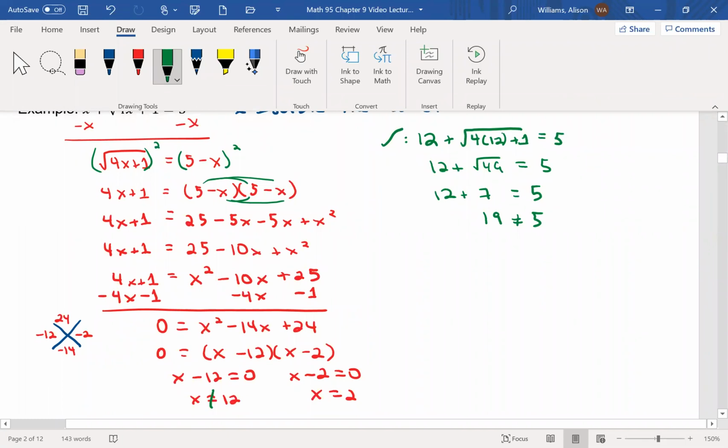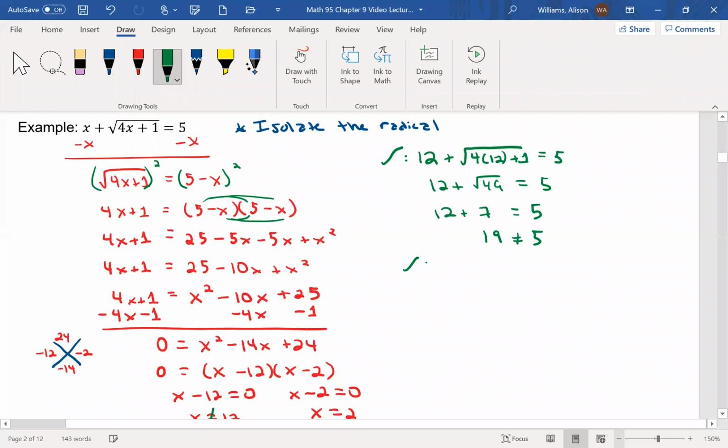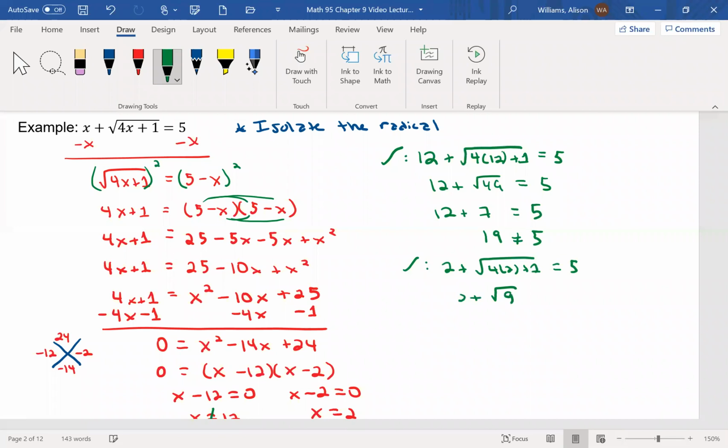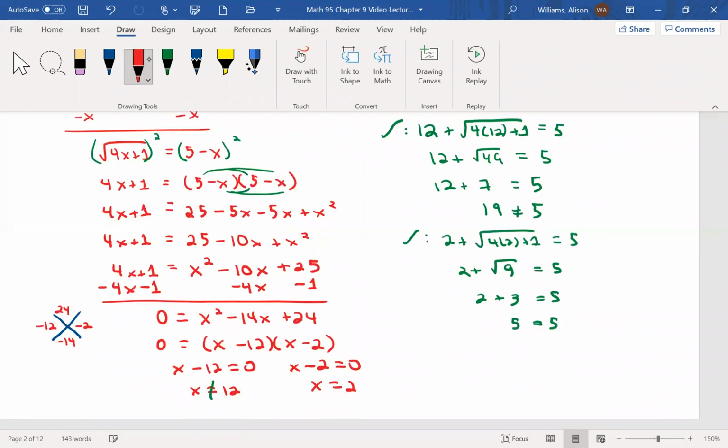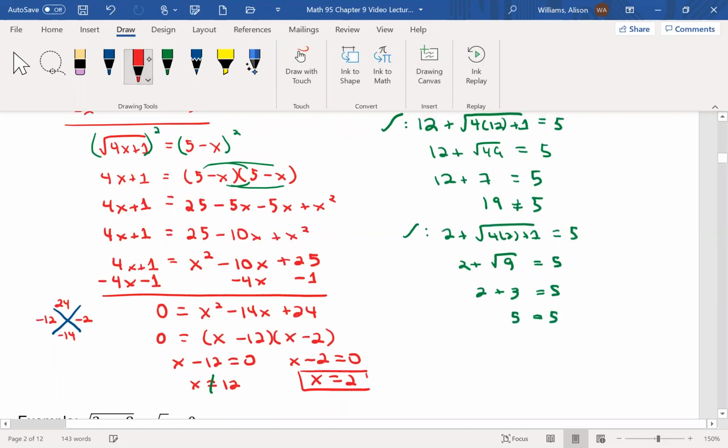Can't be 12. All right, let's check the other one. Let's check 2. Okay, 2 plus the square root of 4 times 2 plus 1. Okay, so 4 times 2 is 8, plus 1 is 9, and the square root of 9 is 3. Okay, this one works. I get 5. All right, so the second one on my list here is the actual answer only.